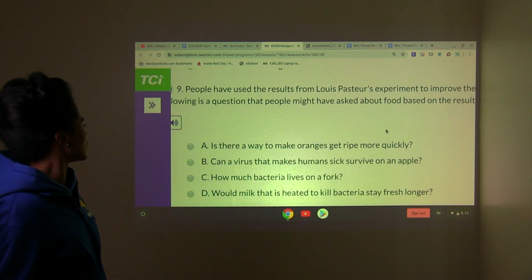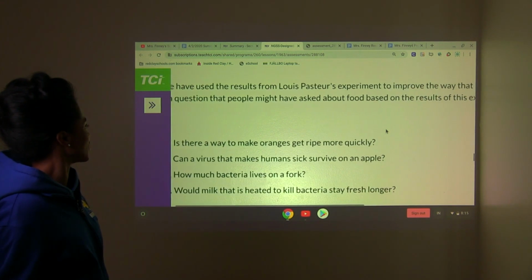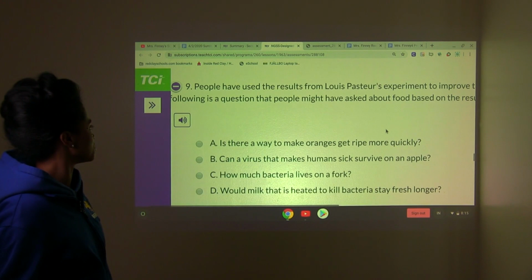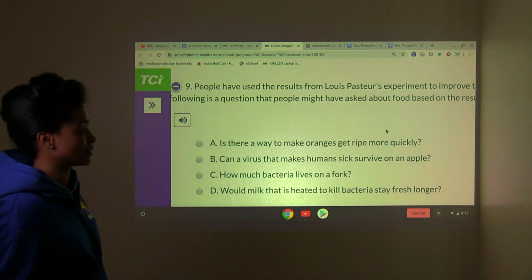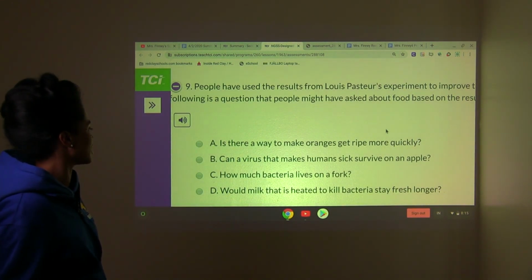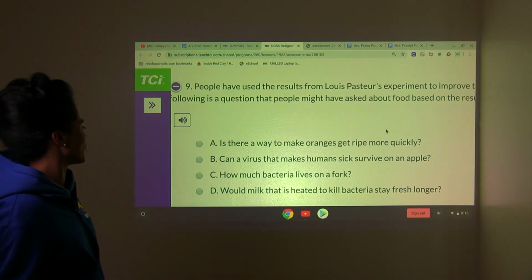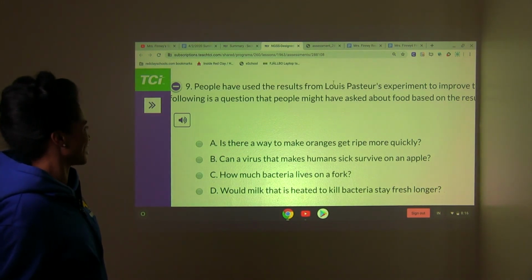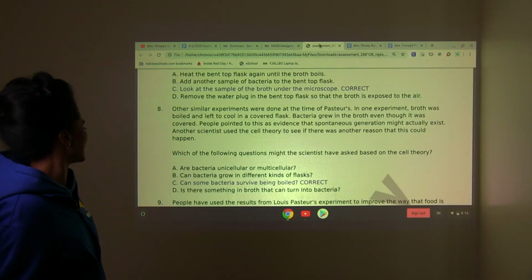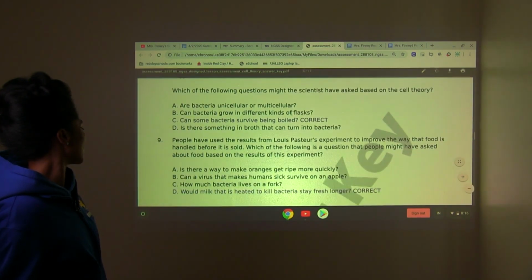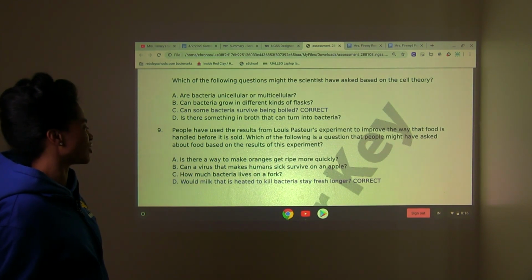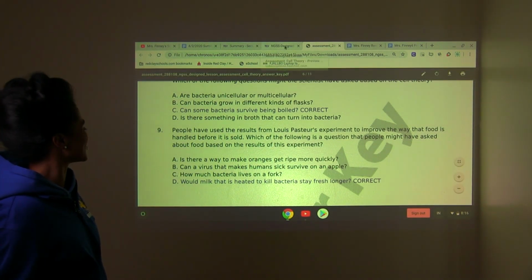Okay. Which of those questions possibly would be a question that people might ask about food based on the results of his experiment? Think about it. Did you make a selection? All right, let's go back here and see. Number 9, would milk that is heated to kill bacteria stay fresh longer? Good choice. Nice work.